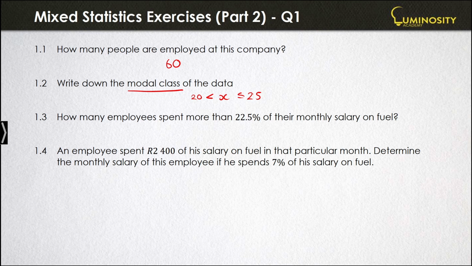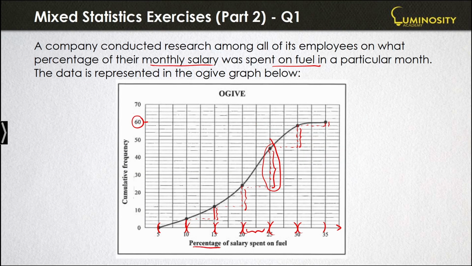How many employees spent more than 22.5% of their monthly salary on fuel? Again, the x-axis tells you the percentage of salary spent on fuel. So where is 22.5%? Let's clean this up a bit. 22.5 is exactly here, between 20 and 25%. If I go up here and go across, how do we read this? 2, 4, 6, 8. Yes, this is going to be 34 on your y-axis.